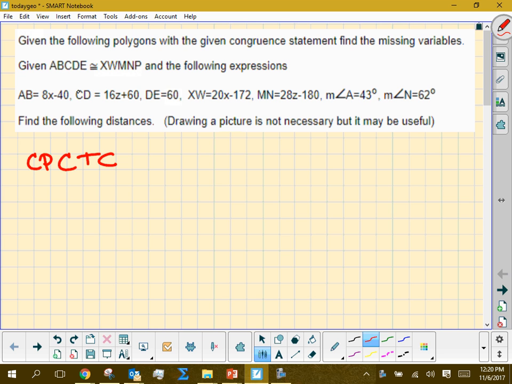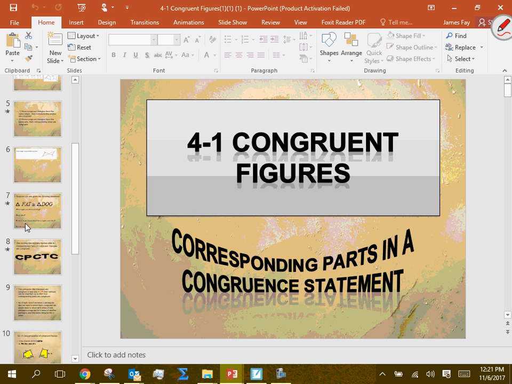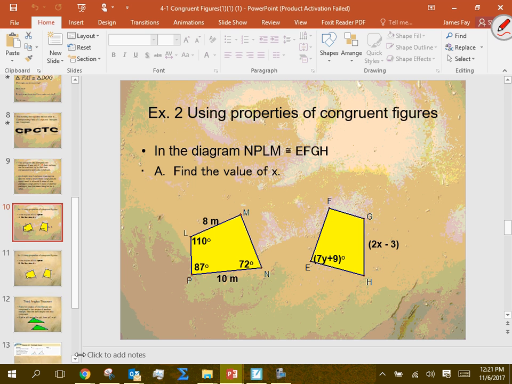Now, we're not dealing with triangles here. We're actually dealing with pentagons, right? Five sides. So instead of saying triangles, maybe we just call them polygons: corresponding parts of congruent polygons are congruent. If you guys remember back to section 4.1, we had this problem here, right?